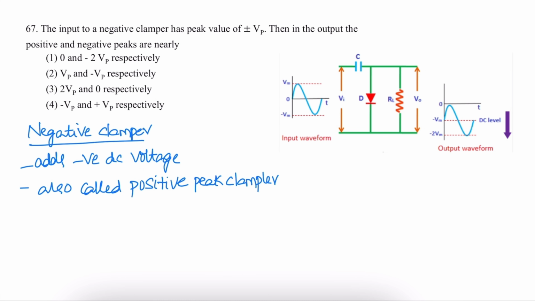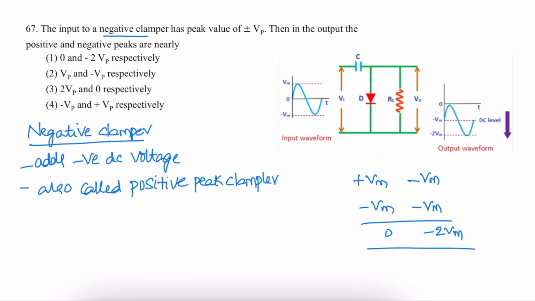Next question. The input to a negative clamper has a peak value of plus or minus Vp. Then the output at the positive and negative peaks are nearly... So in the given question they have mentioned a negative clamper. A negative clamper adds a negative DC voltage. It is also called a positive peak clamper. So for input plus or minus Vm, if a negative DC voltage of minus Vm is added, then the output signal has peaks from 0 to minus 2 Vm. So 0 to minus 2 Vm.